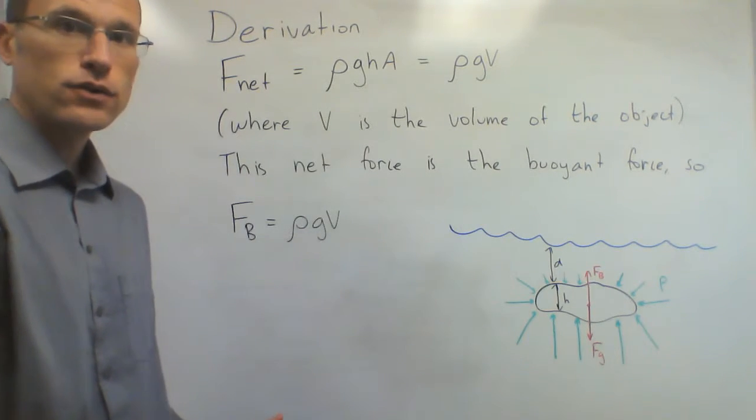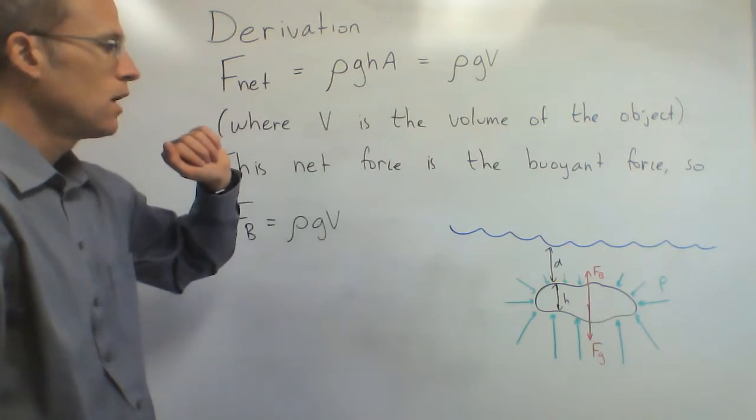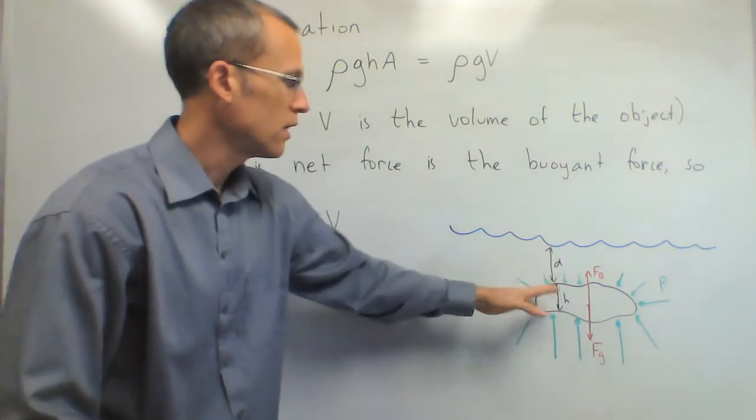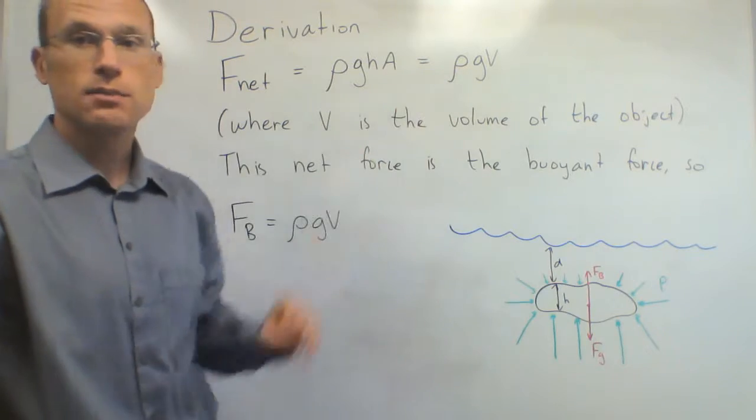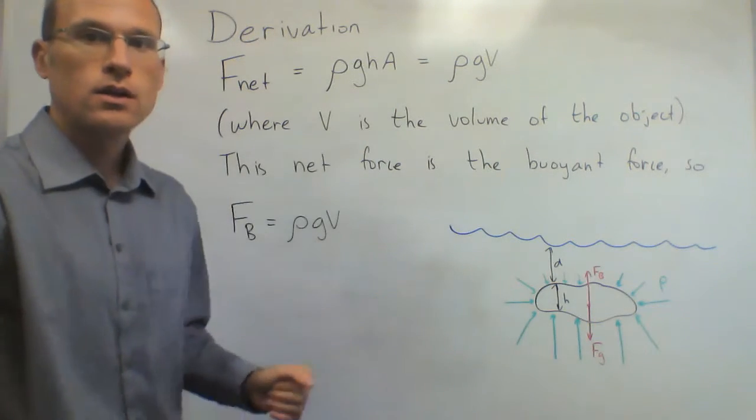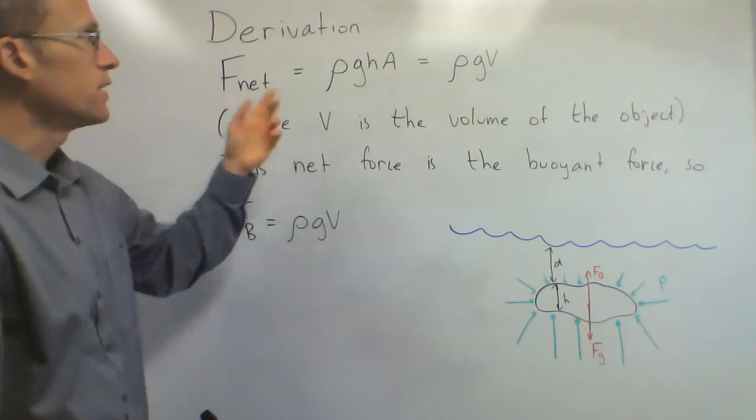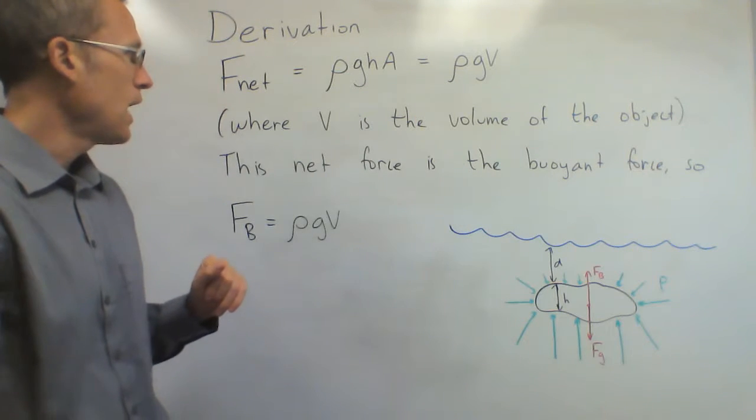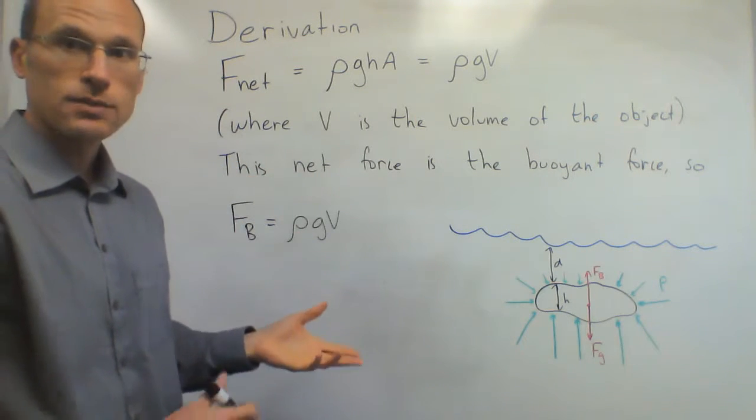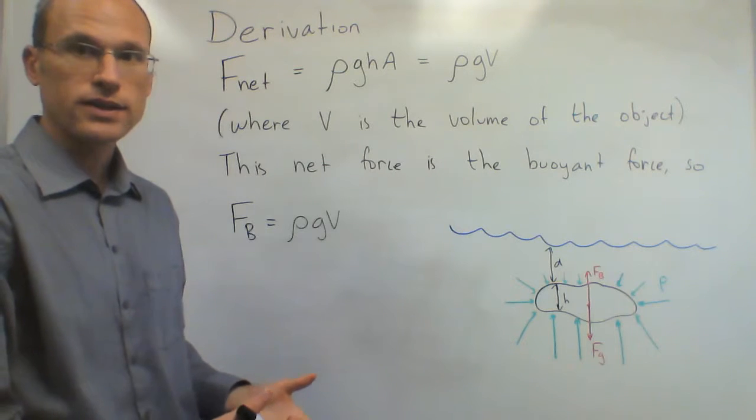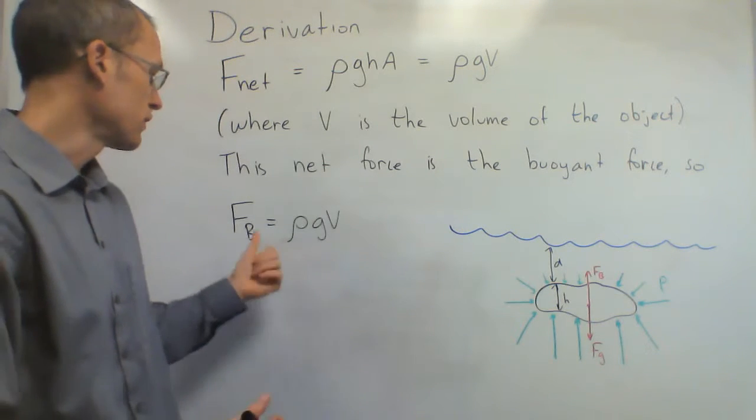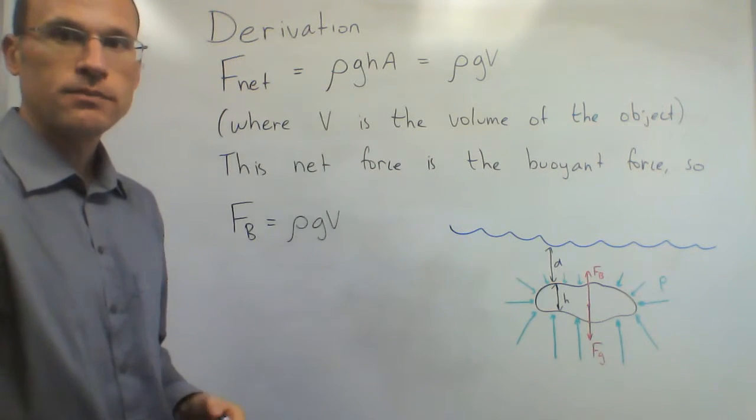So if I take that net force, rho g h times A, because I have a cross-sectional area A and height h, h times A is simply the volume of this object. So another way to write that is that F net is rho g V. And then this net force caused by this pressure difference is exactly what this buoyant force is. So essentially my buoyant force, rho g times V, is the equation for that.